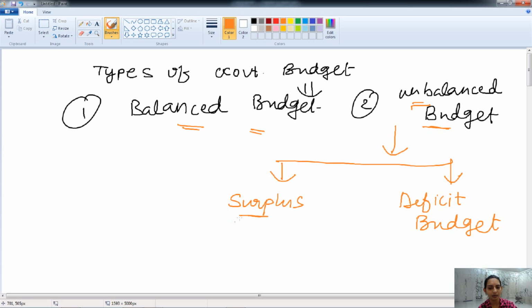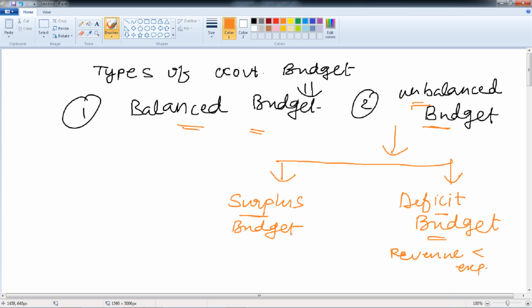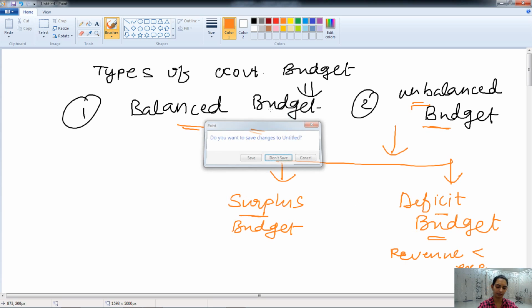Why is it known as a surplus budget? Because in this the proposed revenue is higher than the proposed expenditure. That is called the surplus budget. Whereas in case of the deficit budget, the proposed revenue is less than the expenditure. Over here, the revenue is less than the expenditure. Therefore, it is known as the deficit budget. So it is about the types of the government budget.